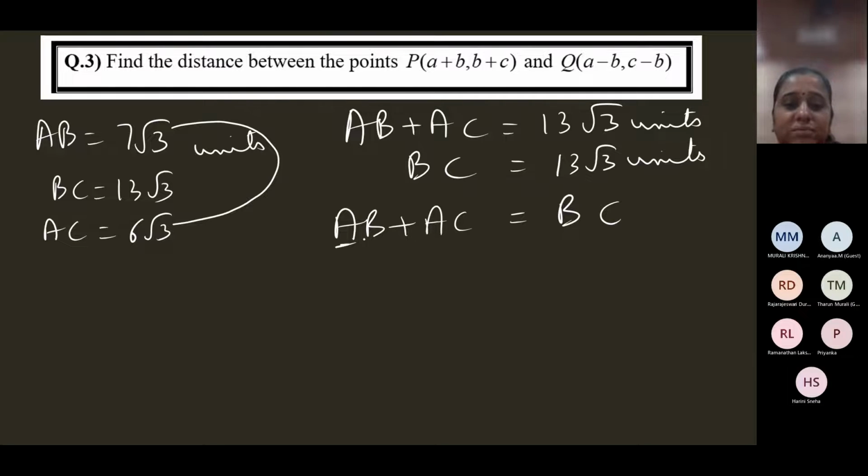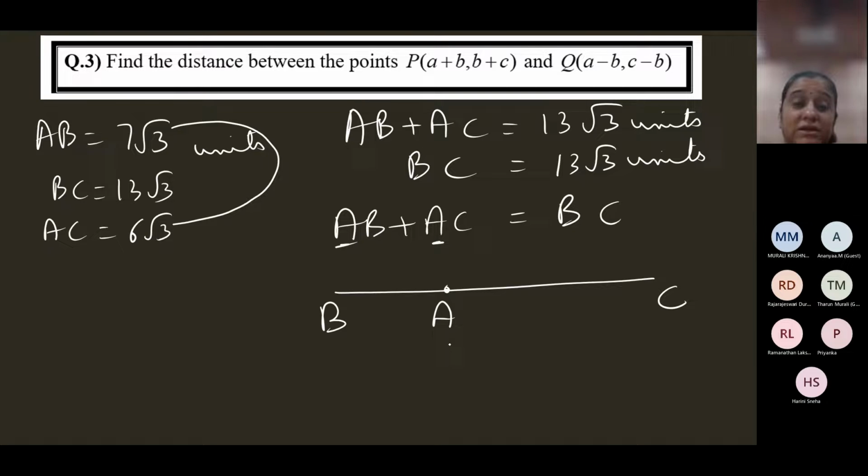So now A is repeated. That means the endpoints are B and C, and A lies between B and C. I repeat, A need not be the midpoint of BC. A lies between B and C. So it can be B here, C here, or it can be B here and C here.